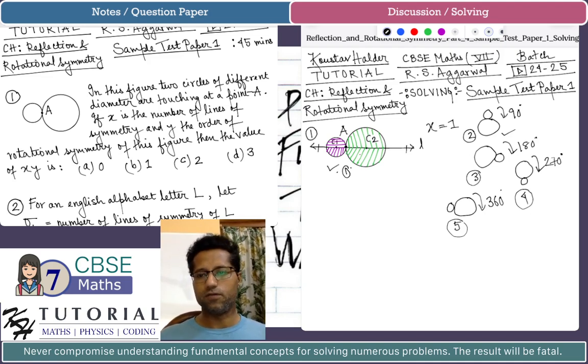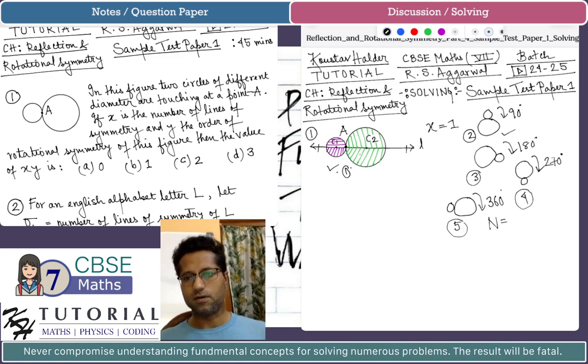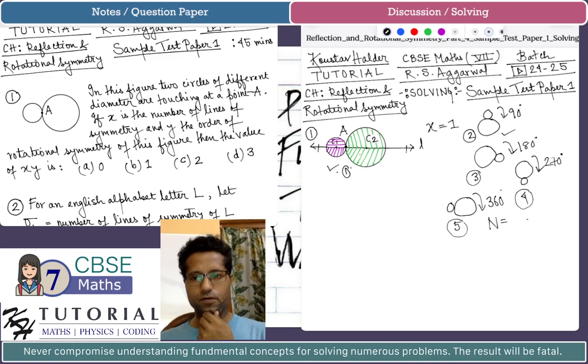position. So for this, the n which I considered, which I always denote as the order of rotational symmetry of any figure. If you have followed my notes, theoretical videos, part 1 and part 2, you will know that I denote n as the order of rotational symmetry of any figure. So for this figure, n is basically 1.